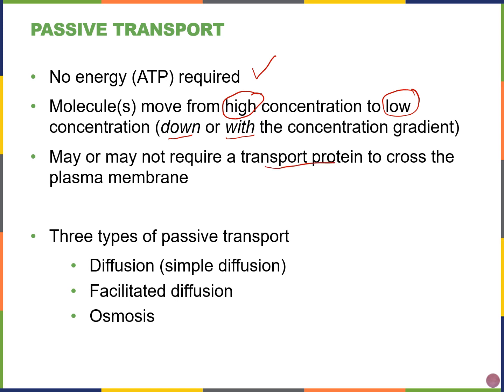We're going to look at three types of passive transport. The first one is known as diffusion, or sometimes simple diffusion. The second one is facilitated diffusion, and the third is osmosis. And all three follow these characteristics above.